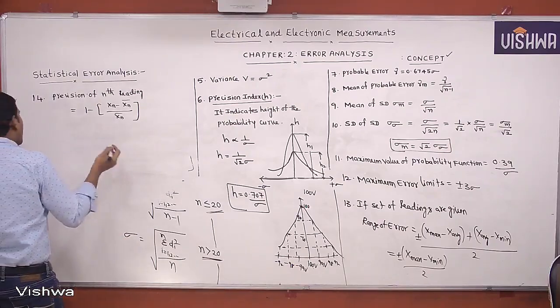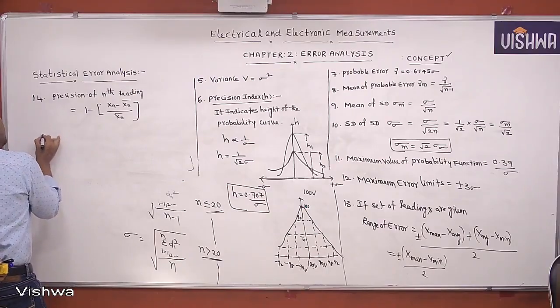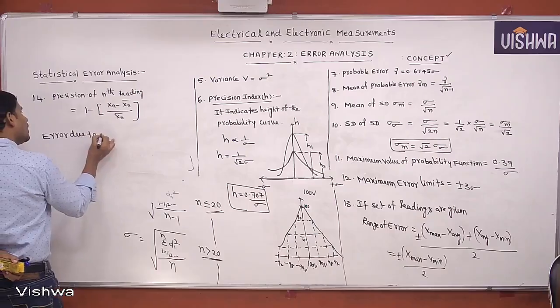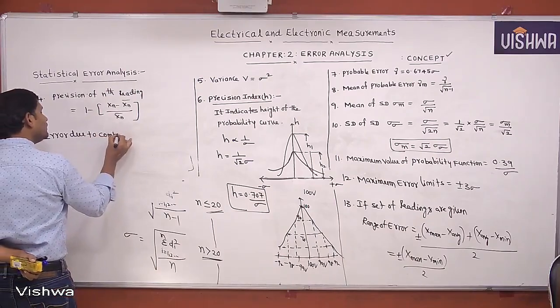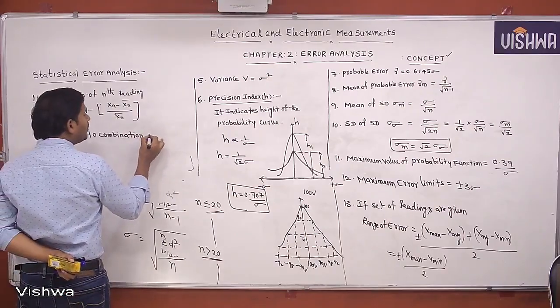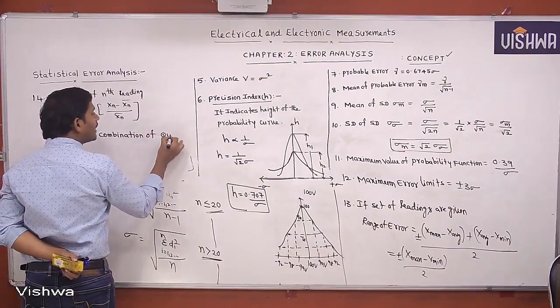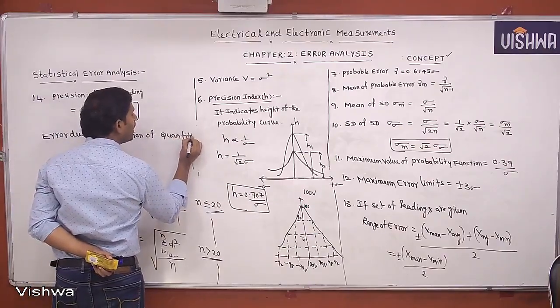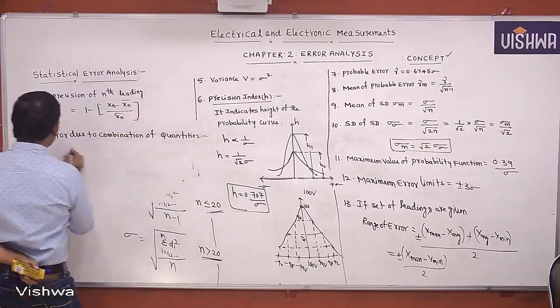Very important analysis: error due to combination of quantities. How to calculate error due to combination of quantities in statistical analysis? In normal analysis I have already given it. How to calculate error due to combination of quantities.